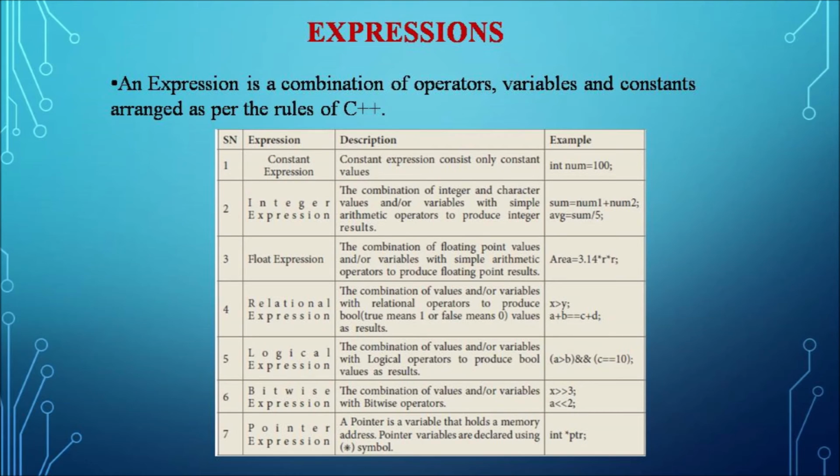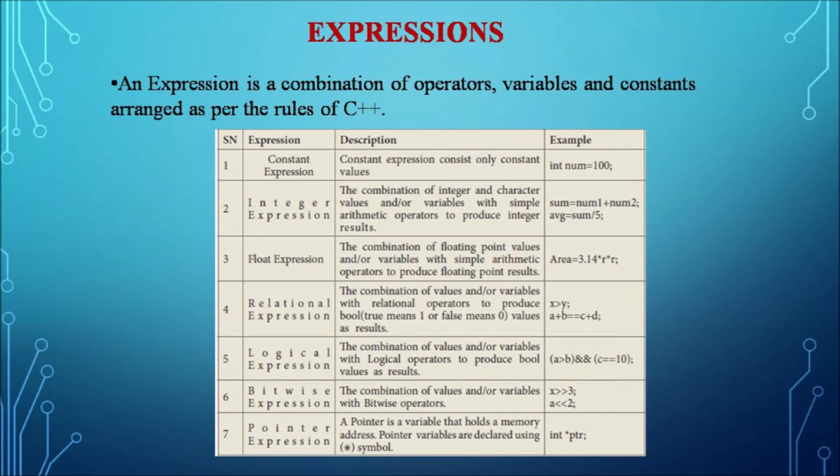And the last expression is the pointer expression. Here pointer refers to something, it is going to point to some address of a variable. That is the main meaning of this pointer expression. A pointer is a variable which holds the memory address of another variable, or the same variable. Here you see int star, that is the asterisk symbol, the star symbol, used for identifying it is a pointer variable. So int star ptr means the address of a variable is stored in ptr. So that is the pointer expression.